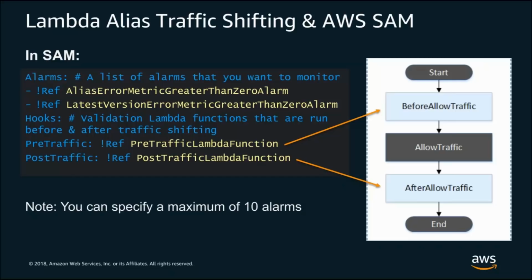And so I see here that I have two alarms that I'm referencing, and I'm referencing them by the name of the alarm. One is called alias error metric greater than 0 alarm. The next one is called latest version error metric greater than 0 alarm. And you can actually specify up to 10 different alarms that you might want to watch about a given application and use those to gauge whether a deployment should go forward or not. In the case of, say, a Canary deploy where I've deployed out to a certain percentage of my traffic, if one of these alarms were to fail, then it will roll back.